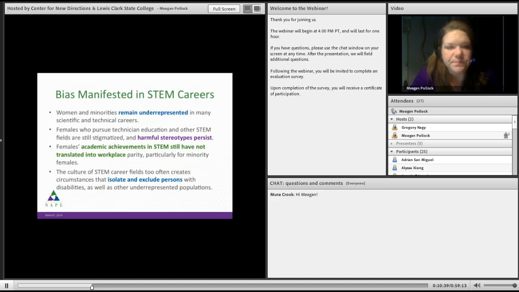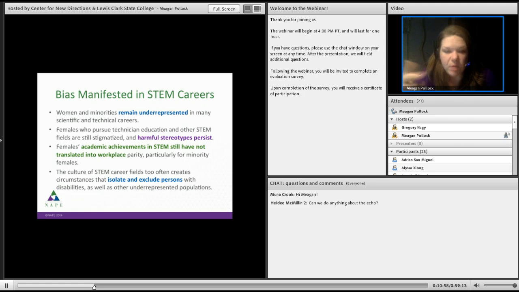In addition, the culture of STEM career fields often creates circumstances that isolate and exclude persons with disabilities, as well as women and people of color. And this isn't exactly intentional, but when you have a dominant culture within a career field, that dominant culture is just that, dominant, right? And so by nature, anyone who is outside of that doesn't necessarily fit in.